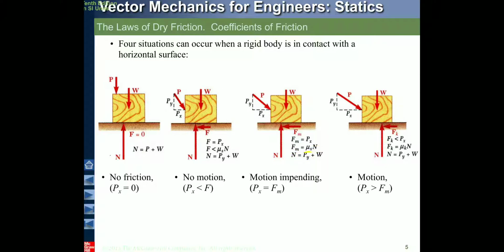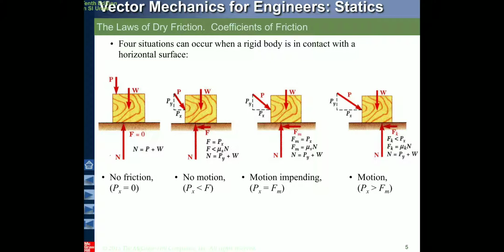F is maximum, Fm. Maximum friction force will be equal to the applied horizontal force. Then Fm will be equal to mu s into N. So here these are same. Then here also N is equal to the sum of W and Py. So here applied force will be equal to the maximum friction force. Then you look at the fourth situation.